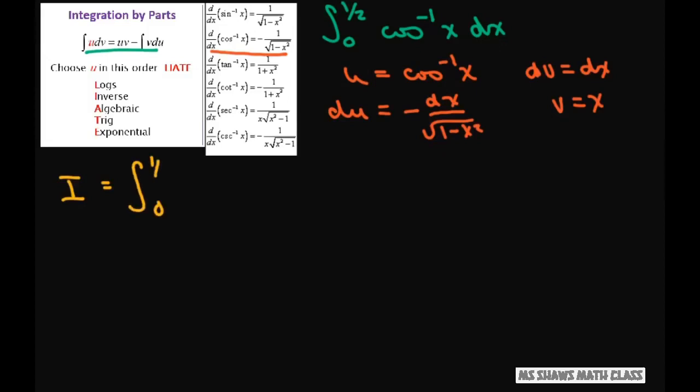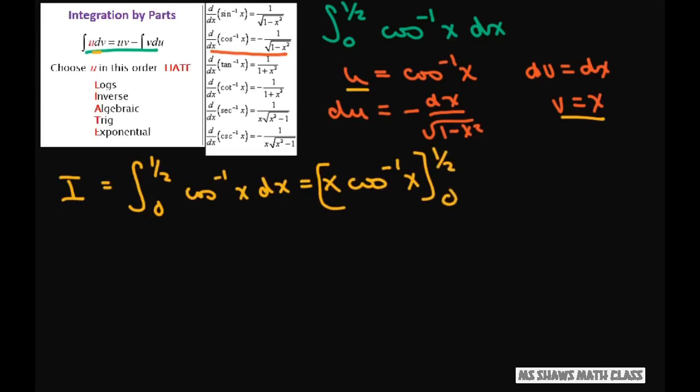So using our formula, and I'll just write this as my integral, we get the integral from 0 to 1/2 of cosine inverse of x dx equals u times v, so that's going to be x cosine inverse, and we're going to evaluate this from 0 to 1/2, and then we'll do this part minus the integral from 0 to 1/2 of this.